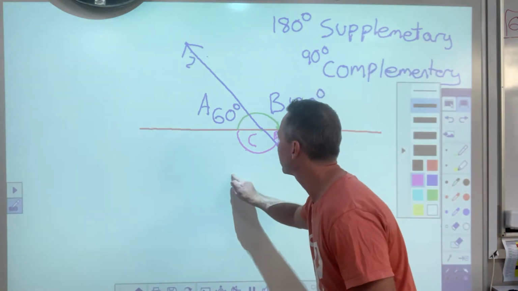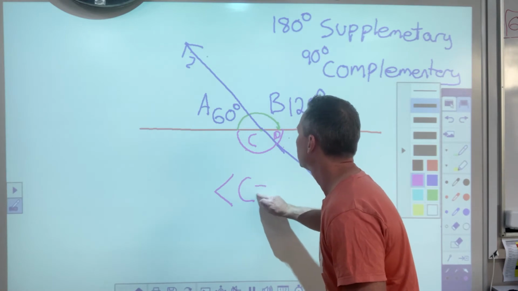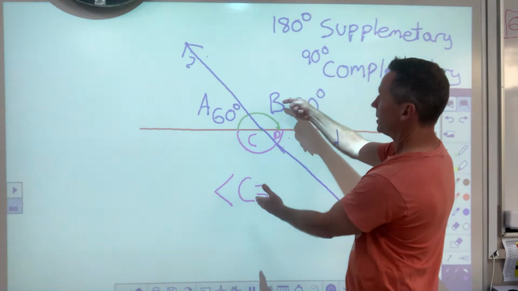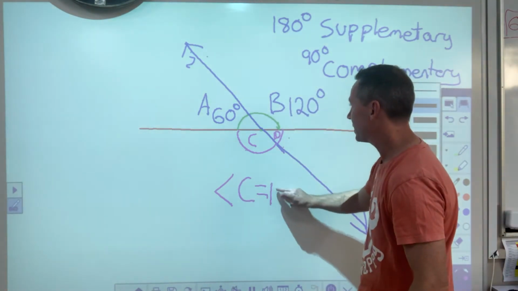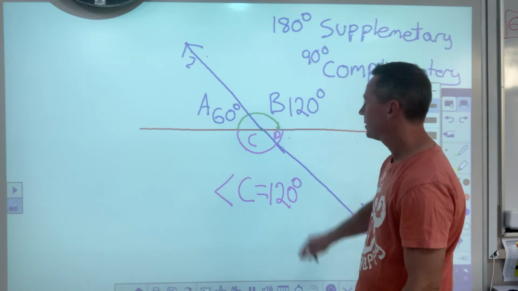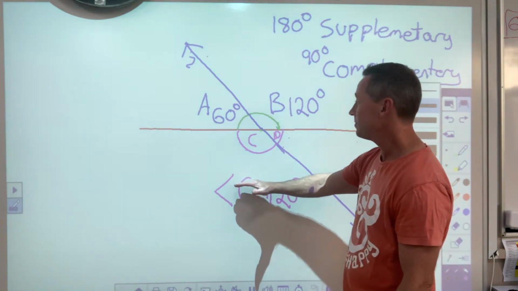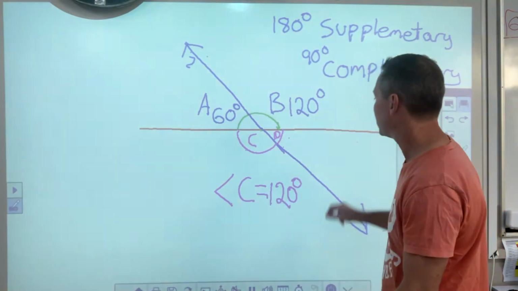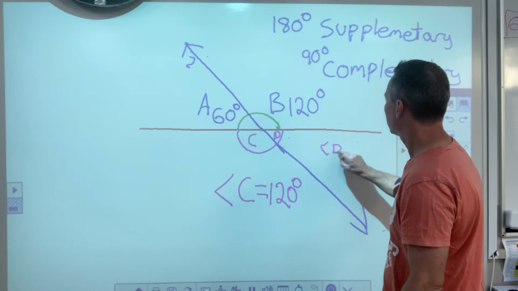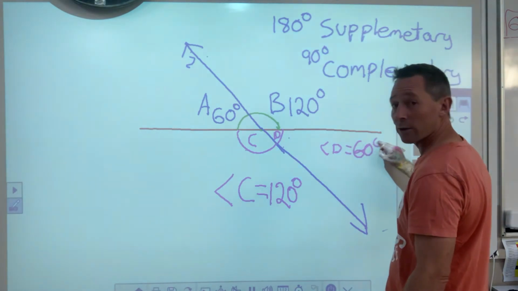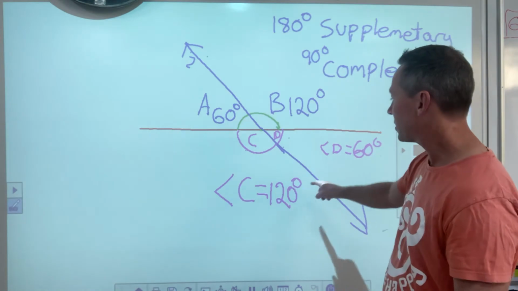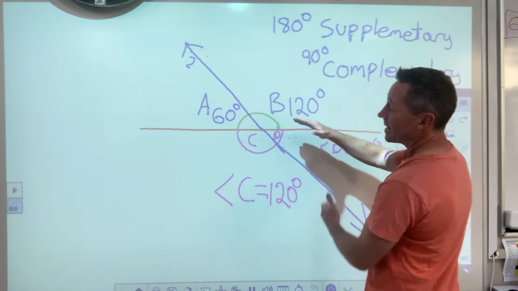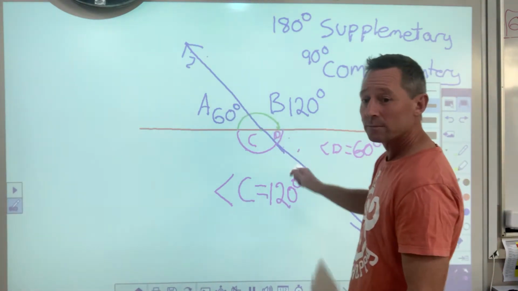Angle C is vertically opposite B. See how B is here? That would be exactly the same, 120 degrees. And if angle C adds up to 120 degrees, angle D must be 60 degrees. Angle D, why do I know that? Well, 60 plus 120 add up to 180 degrees, plus we're starting to now get into vertically opposite angles.